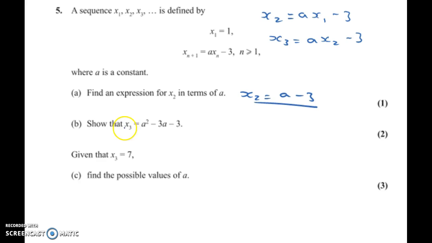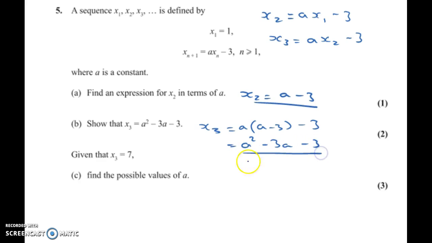Part B, show that x3 is this. So x3 is a times x2, take away 3, multiply it out. We've got a squared minus 3a minus 3. We've proved it. It then says, given that x3 equals 7, find possible values of a. Now it hasn't said anything, it just says a is a constant. It hasn't said that it can't be 0, just says that a is a constant.